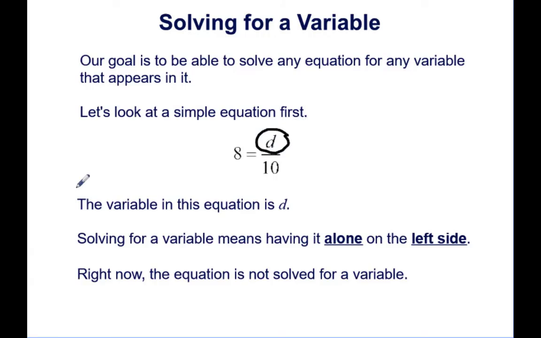Solving for a variable means having it alone and on the left side. So when you see the directions to solve, that's what your goal is. So right now the equation is not solved for a variable because the variable is on the right side and it is not alone, it is divided by t.